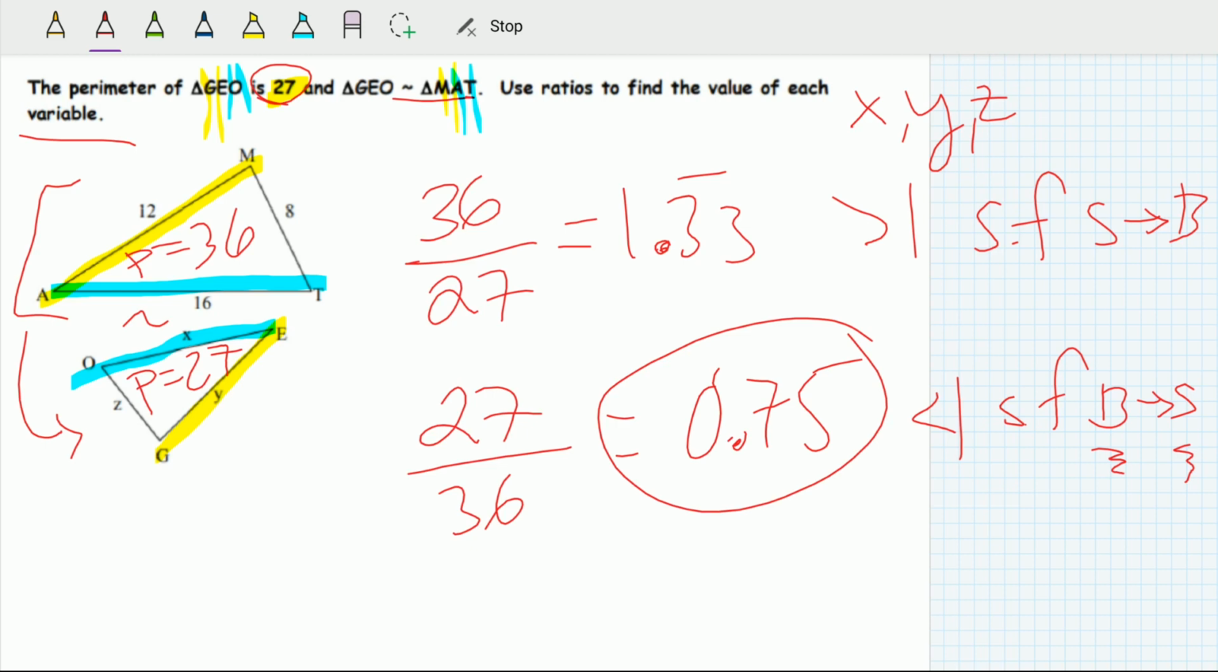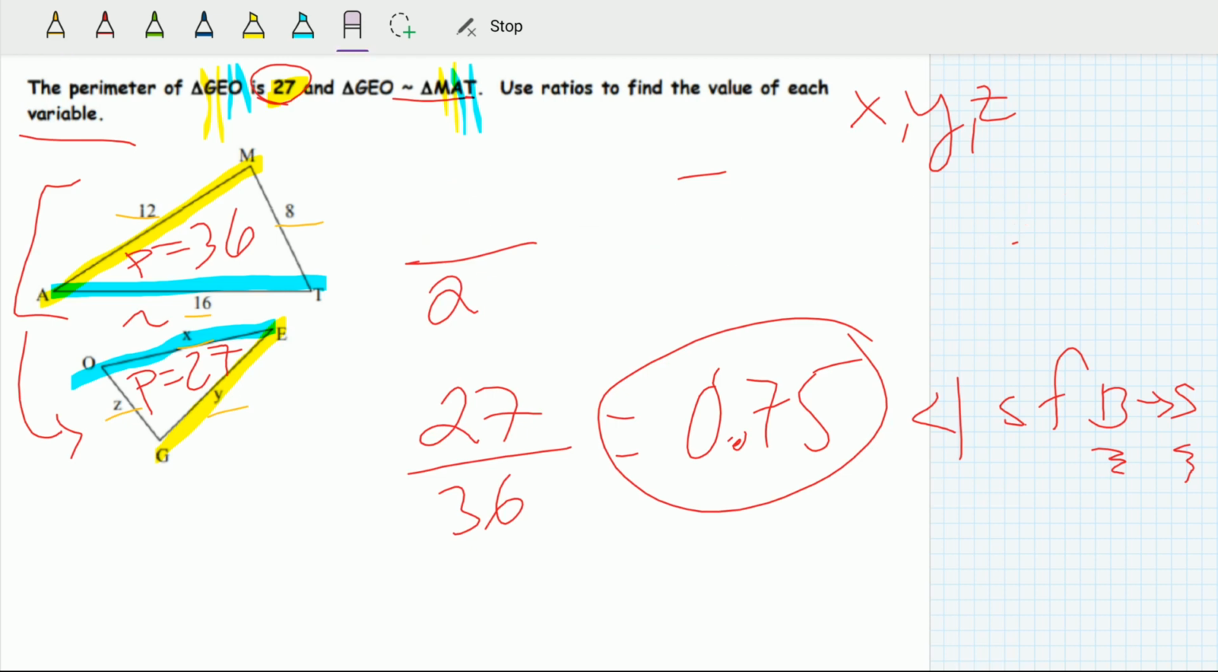Okay, so let's think about which numbers relate to which. Which of these numbers, 12, 8, or 16, relate to which of these, which we already have color-coded. All I really need to do is just multiply. So 12 times 0.75, because remember, we're going from big to small. 12 times 0.75 is going to be equal to, I believe, 8, but I'm not sure. Wow, it's going to be equal to 9. Yeah, I was wrong. So 9, okay?